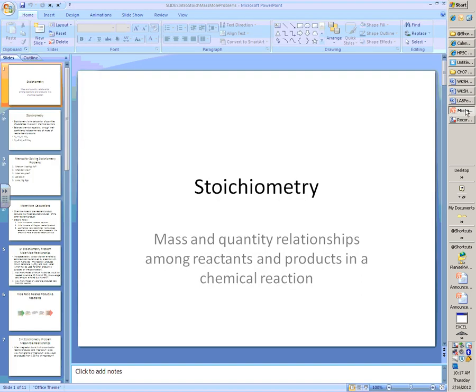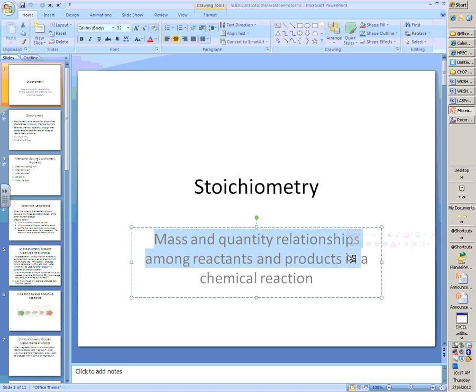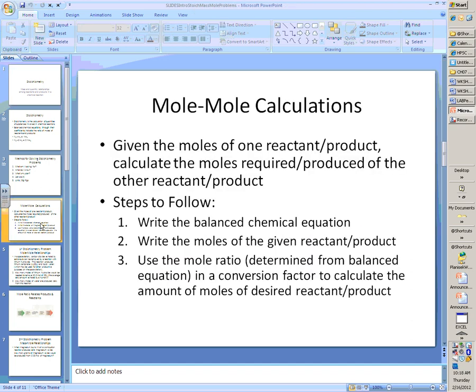Tuesday, we began talking about this idea of stoichiometry. And Hallie, like you said before, stoichiometry deals with our mass and quantity relationships, right? So we're looking at how the amounts of reactants and products in a reaction are related to one another. If we started with this much of a certain reactant, and this much of another reactant, how much of this product are we going to end up making? And that's really what stoichiometry is all about. On Tuesday, we introduced the first type of stoichiometry problem, which we refer to as a mole-mole calculation.